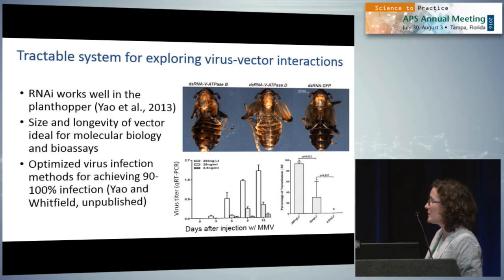And that also relates to transmission. So here are 3 different concentrations of virus, and you can see that with the high concentration of virus, you have the highest rate of transmission.